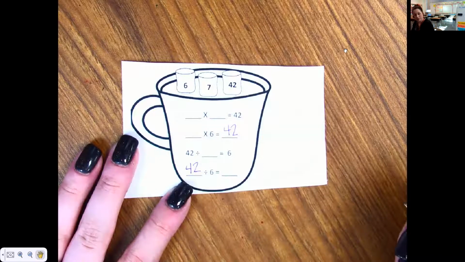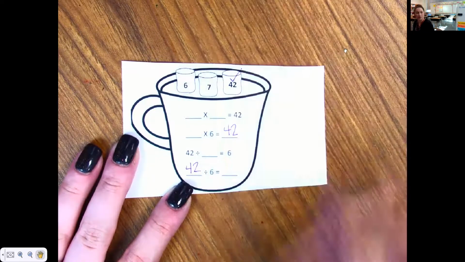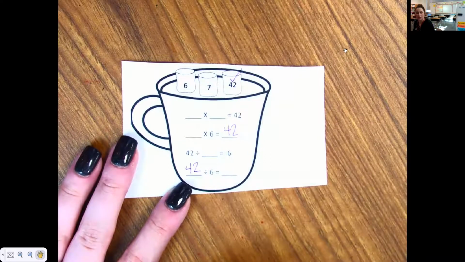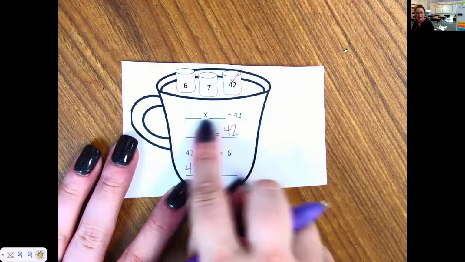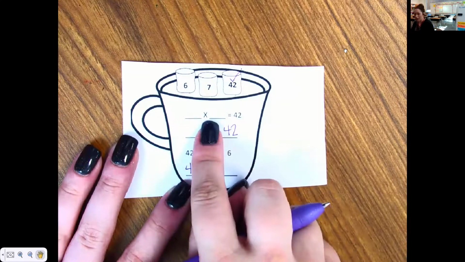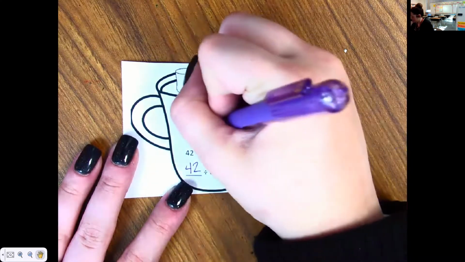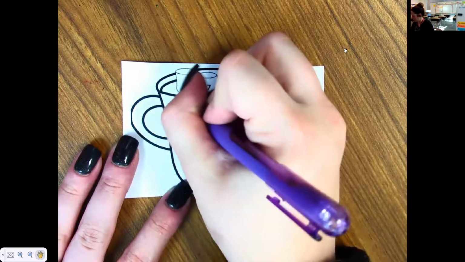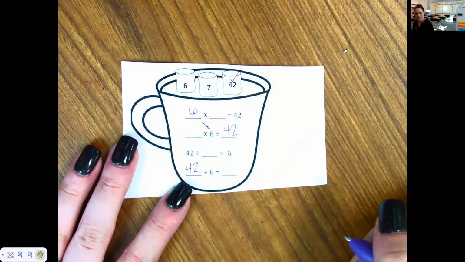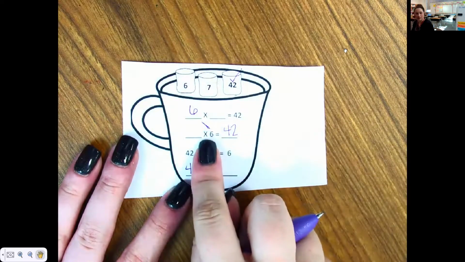So I've now filled in my 42, so I'm going to put a check. 42 is done. I don't need any more. Now I need to fill in the rest. Well, I'm missing both of these, right? Well, my 6 is here. So my 6 needs to go in this one, right? It's going to have to go first because it was second here.